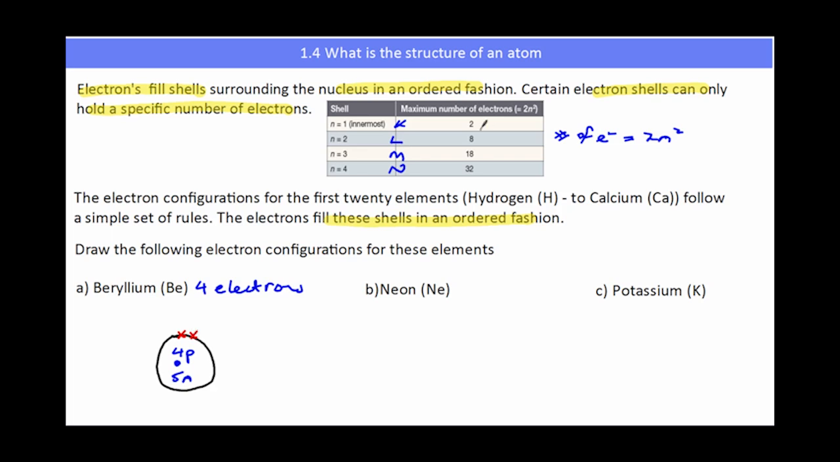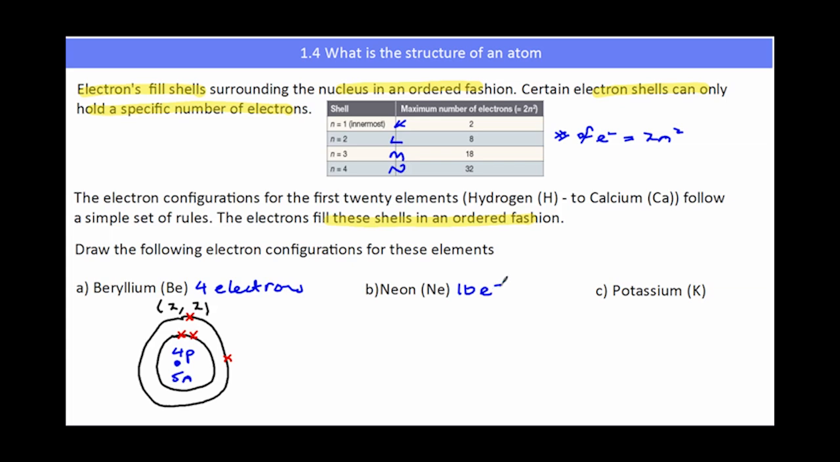Electrons will try and pair themselves up. In the second shell, I can fit 8 electrons, but I don't need 8 electrons, I just need 2 electrons. Now the electrons will only pair when they're forced to pair. So these 2 will be separate and the electron configuration will be 2, 2.